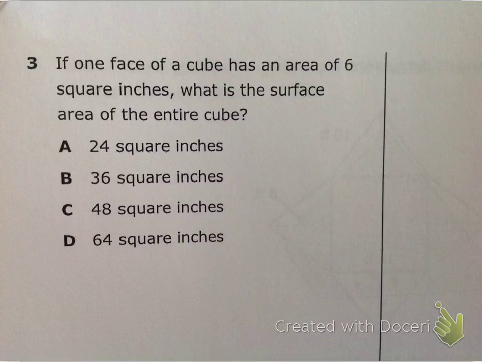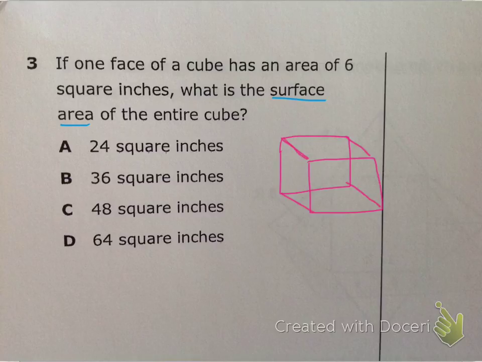And number 3, if one face of a cube has an area of 6 square inches, what is the surface area of the entire cube? So we're looking for surface area, and we're talking about a cube. So the unique thing about a cube is that all of its faces are squares, they're congruent squares. So you have 6 congruent squares. And it tells us that the area of one face is 6 square inches.